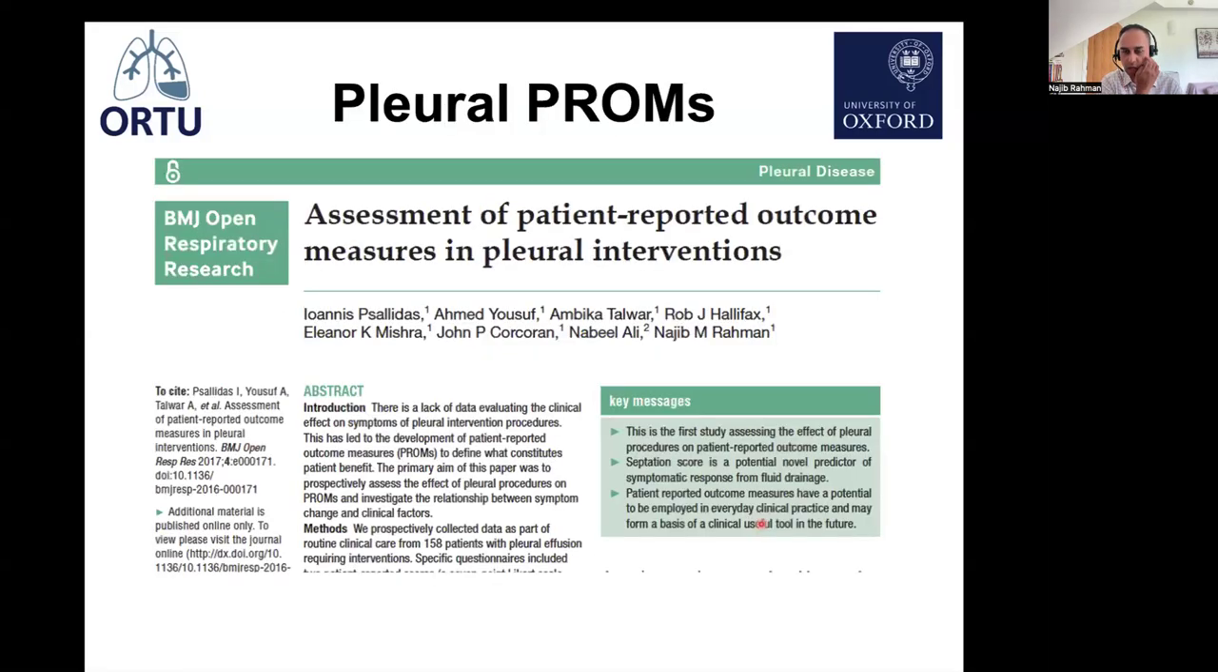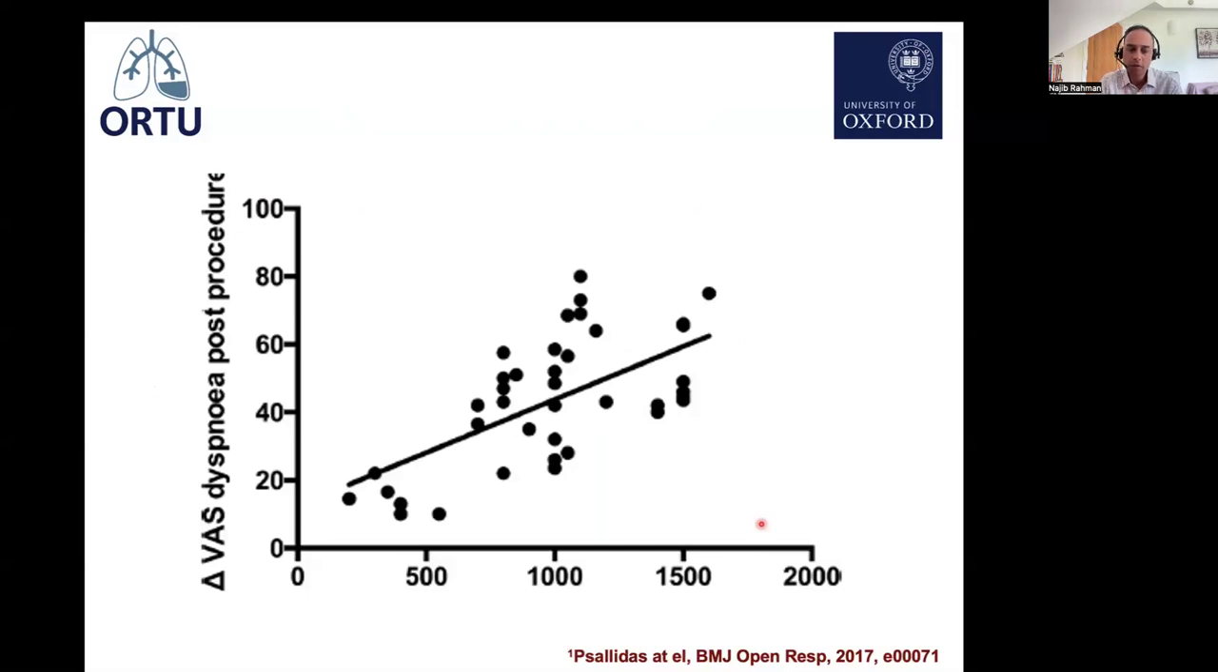So this was a study that was done here in Oxford. This was the first attempt to quantify breathlessness and symptoms pre and post pleural interventions. So I'll just show you this graph. This was the change in breathlessness over 100 millimeters. So 0 is no breathlessness at all. 100 is the most breathless patients have ever been. And this is how much we change breathlessness by doing a therapeutic thoracentesis.